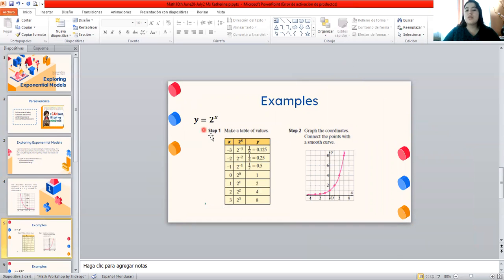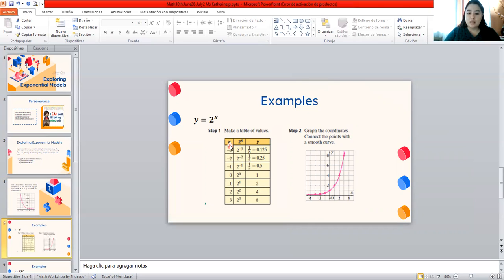y equals 2^x. The first step, we have to make a table of values, right? In this column, we have the values for x. In this column, we have the equation, but we change the values for x. So in this case, it's -3, and the equation will be 2^-3. And in the column for y, we have the answers of this equation.